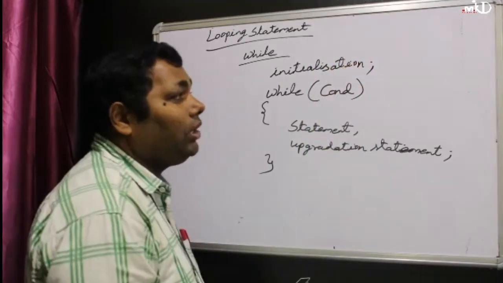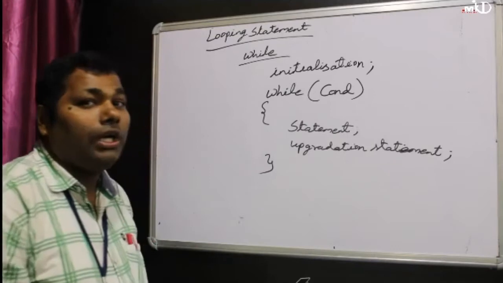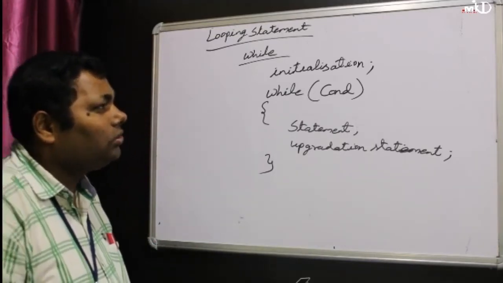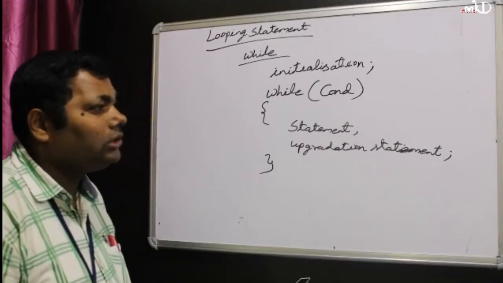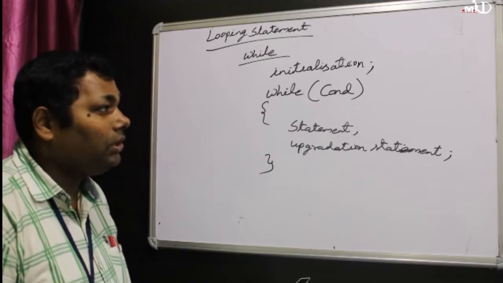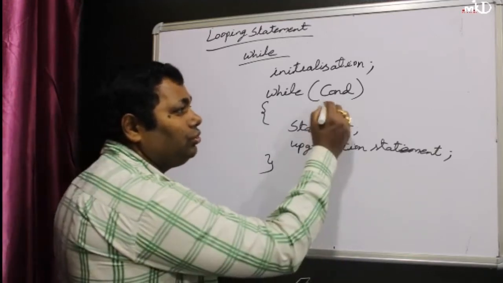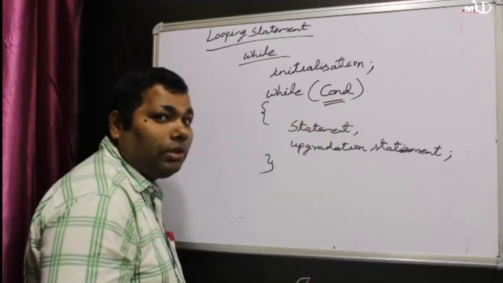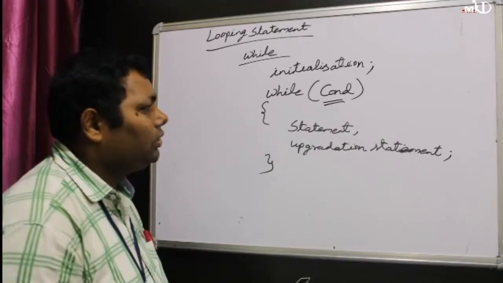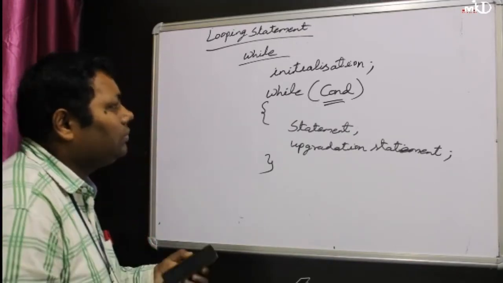Before writing the while condition, you must write an initialization statement. Okay. So what do you have to initialize? The control variable. That means the variable which is used in this condition must have some value. Okay. Clear? So let us take an example.